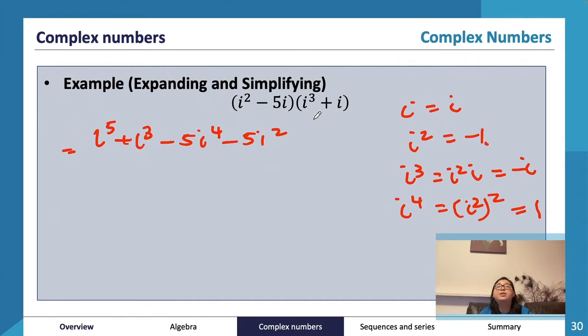So we can kind of build a basis. If we have i to the power of 2n, that's going to be just equivalent to -1 to the n, right? If we have i to the power of 3n, that's going to be equivalent to -i to the n. If we have i to the power of 4n, that's going to just be equivalent to 1 to the n. Let me just rub that out so it's a bit cleaner.